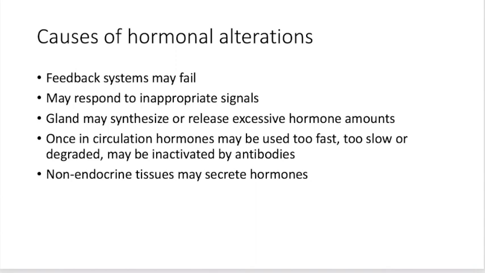We may have inappropriate signals or triggers, and that may elicit responses from the hypothalamus or the pituitary gland or the target gland. There may be decreased synthesis or excessive hormone amounts. Once they're in the circulation, there may be something going on with metabolism of those. They may be used too fast, too slow, or degraded. They may be inactivated by antibodies. And then also, there may be non endocrine tissues that are secreting hormones as well.